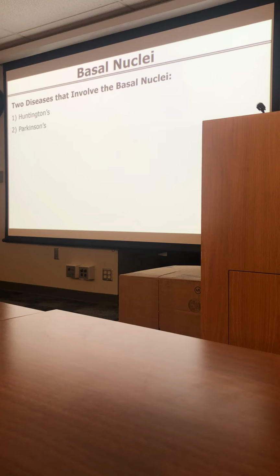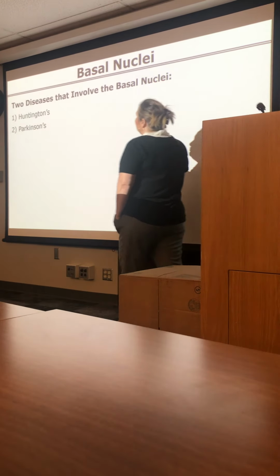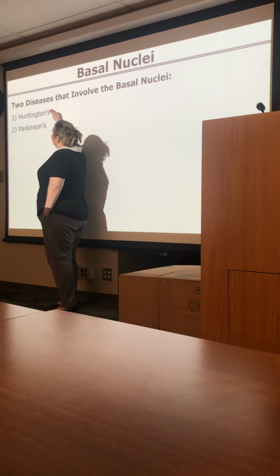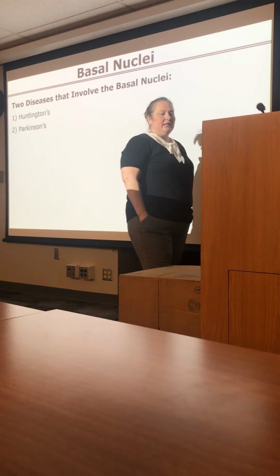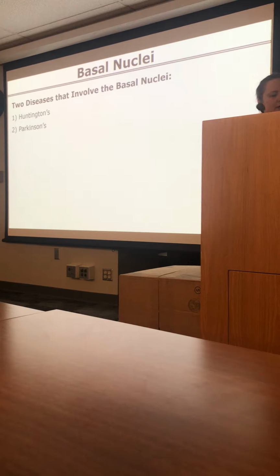The basal nuclei are involved with two different diseases: Huntington's disease and Parkinson's disease. In Huntington's disease, it's actually a degeneration of the basal nuclei due to the accumulation of a mutant Huntington protein. So the cells of the basal nuclei begin to die off because they produce a mutant Huntington protein that causes the cells to die. And then later the cerebral cortex degenerates.